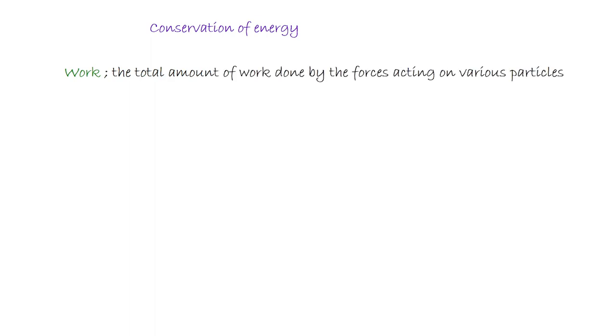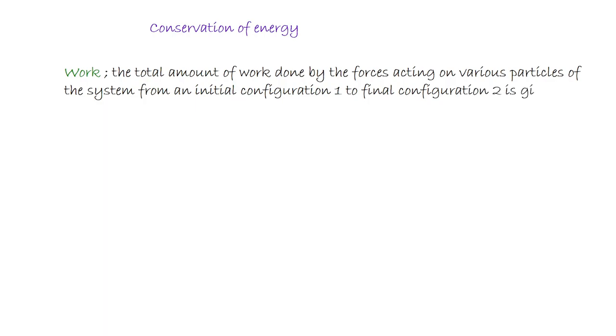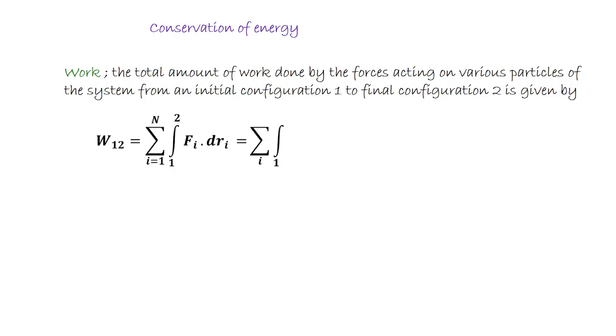Today we are going to discuss conservation of energy. Work: the total amount of work done by the force acting on various particles of a system from an initial configuration 1 to a final configuration 2 is given by work equal to F into displacement dr. This force can be split into two terms. We already know one is the external force, another one is the internal force.